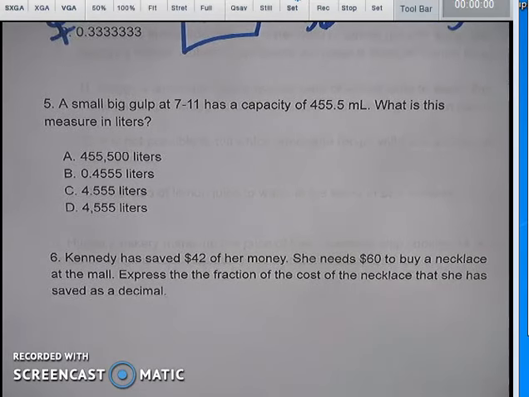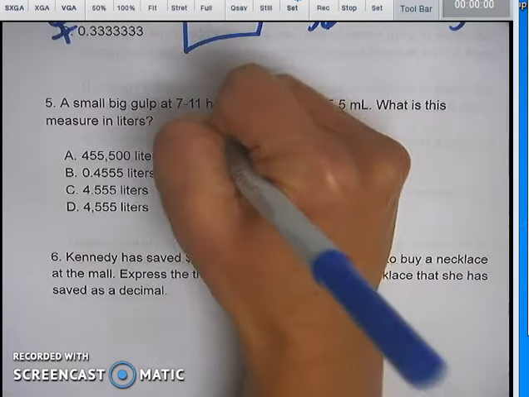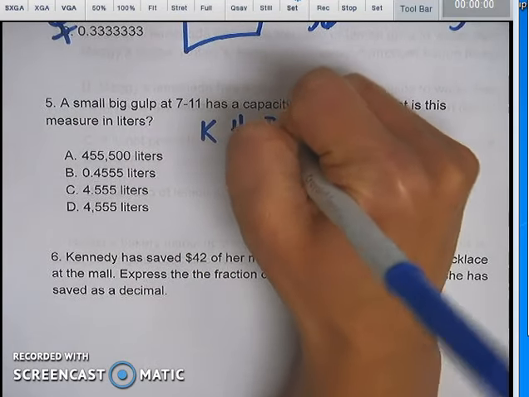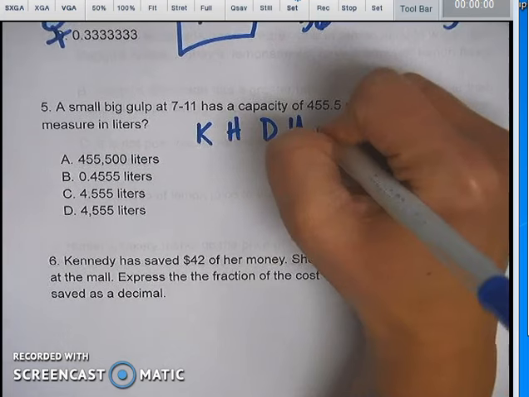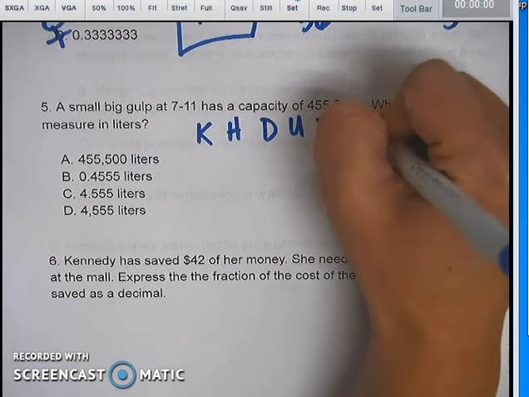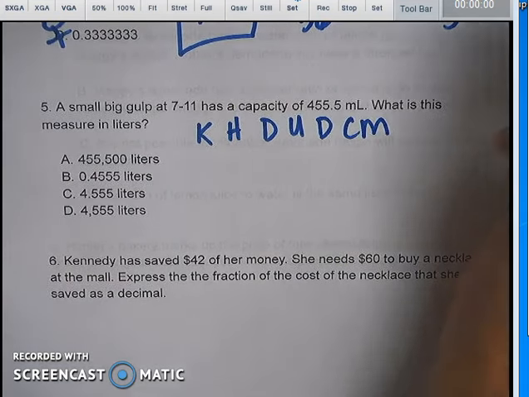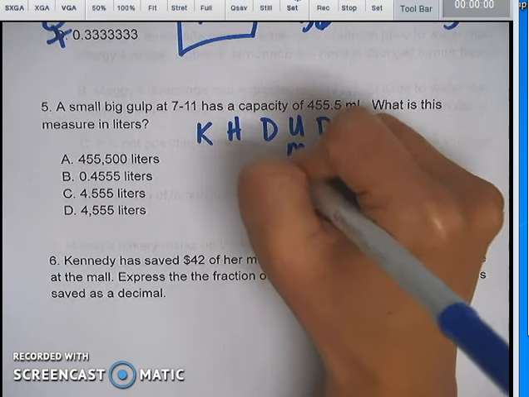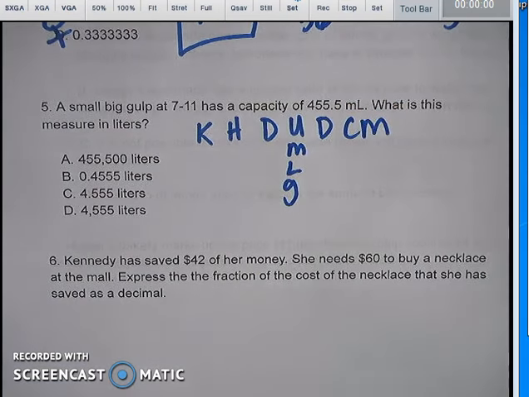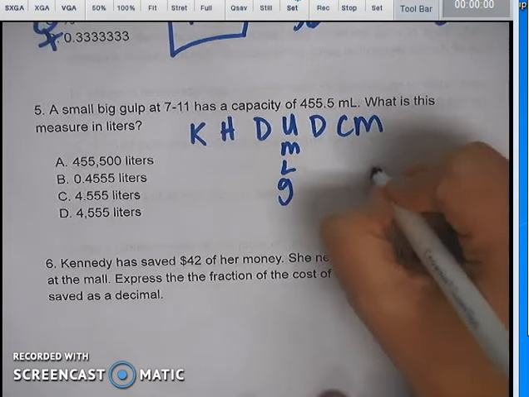A small Big Gulp at 7-Eleven has a capacity of 455 5/10 milliliters. What is this measure in liters? King Henry died unexpectedly drinking chocolate milk. On the U, you're going to put meters, liters, and grams. Okay? What do you have?